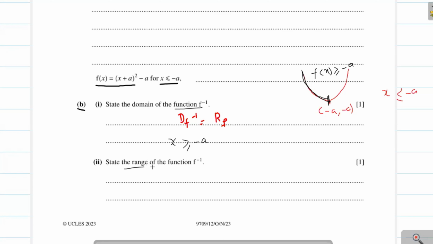Second part of part B, state the range of f inverse function. The range of f inverse equals the domain of f function. The domain of f function is x less than or equal to minus a. Therefore, the range of this function will be f inverse of x less than or equal to minus a. This is the answer.